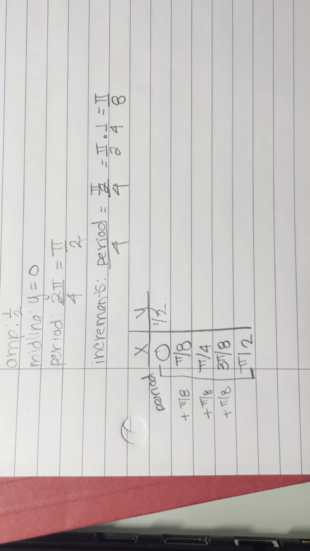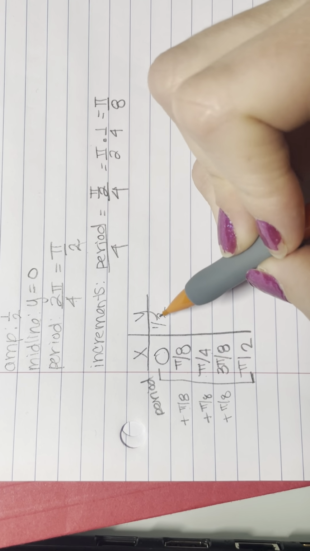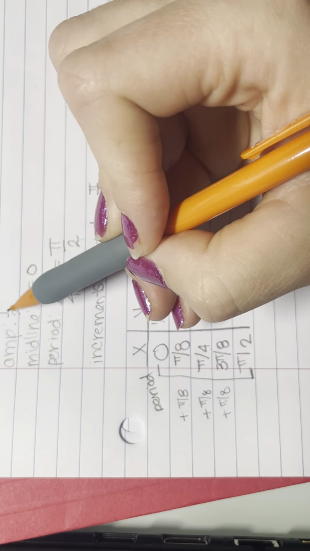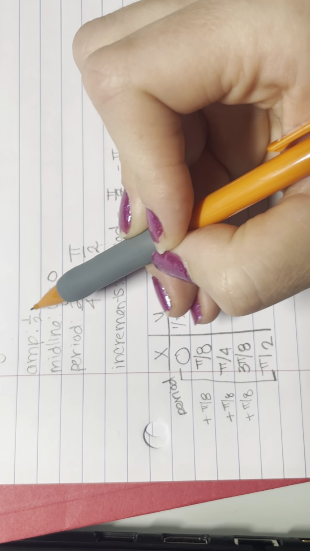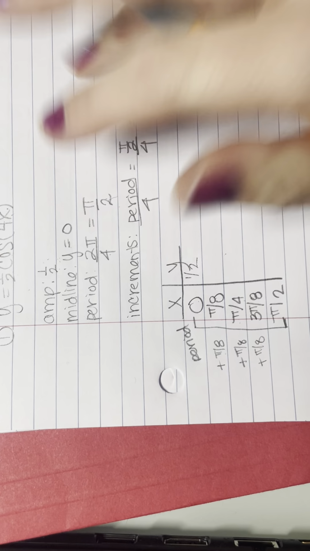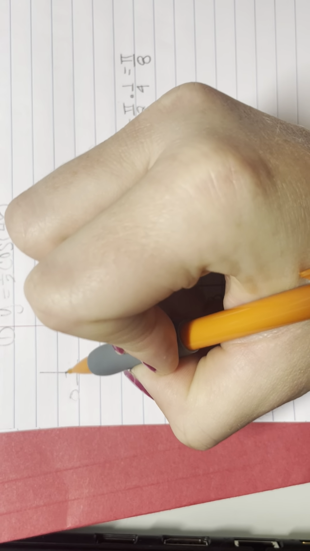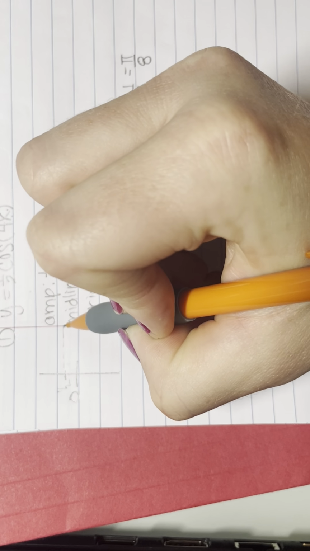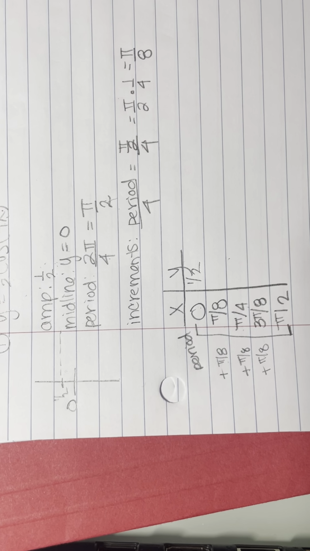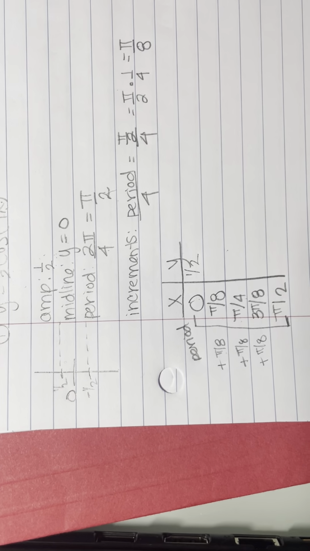Well, then I know my original cosine graph is going to go down from there. So I'm going to go down, half, because that's my amplitude. Remember, if you need a little visual over here, my midline is 0, I'm going to go up 1/2, and that's going to be my top border. And then I'm going to go down 1/2, and that's going to be my bottom border.